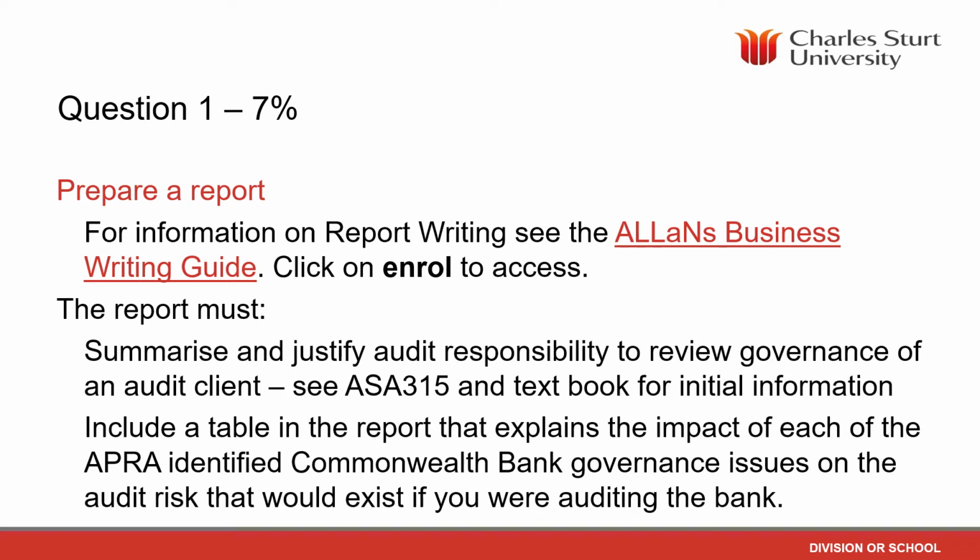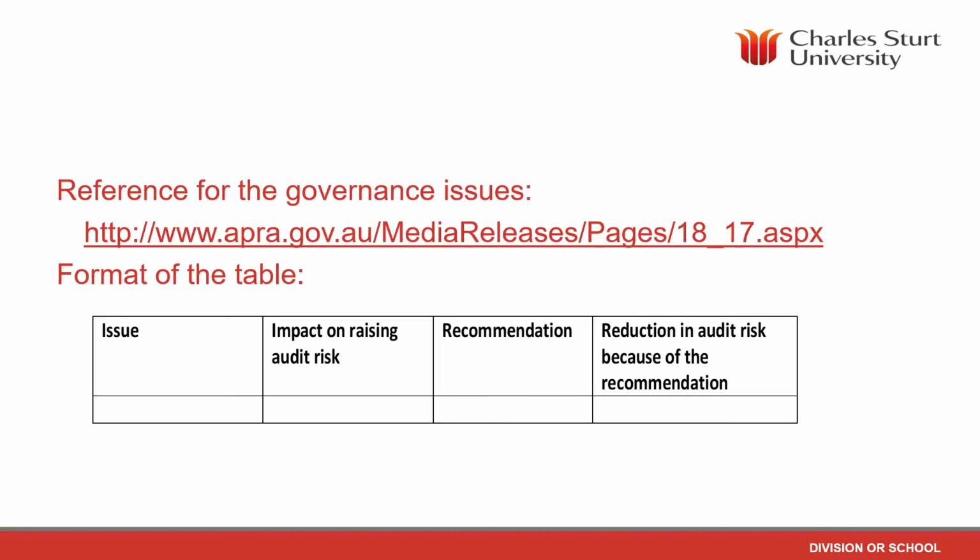Now you're looking at this as if you were auditing a bank. The Commonwealth Bank got into lots of problems about whether or not they were acting with as much integrity as they should, and APRA did a review of them. And the link in the subject outline is a link to a summary of that review. The reference for that link to the review is here and in the subject outline.